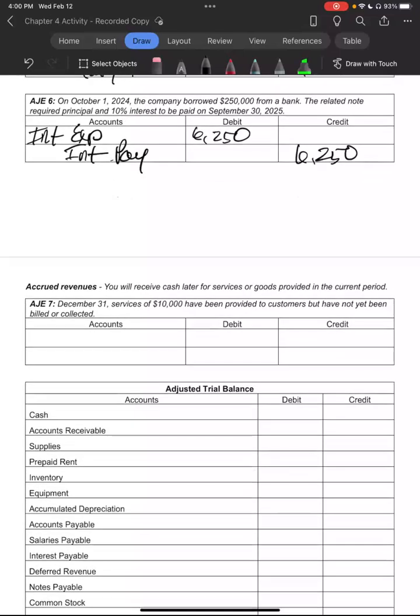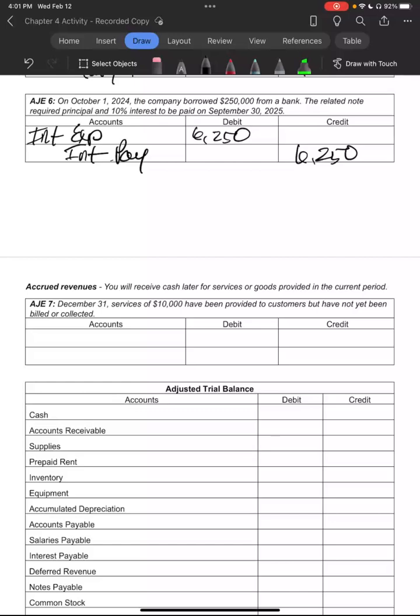This is an accrued revenue. So this tells us we're going to receive cash later on for something that we already provided right now. Okay, so this is an instance of, if you think back to transaction 7 from chapter 3, where we sold the robots on account. And so we increased revenue and we increased accounts receivable, but there was no cash yet. Cash is happening in the future. That's what we're doing here. Okay. So on December 31st, services of $10,000 have been provided to customers, but have not yet been billed or collected. So what we have to do here is create an accounts receivable.